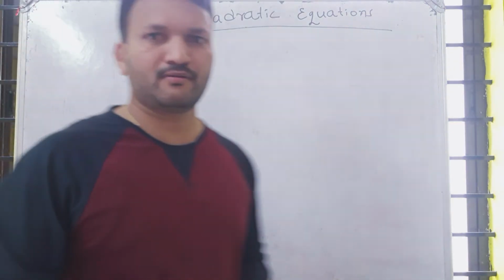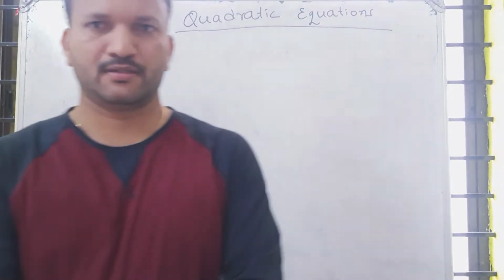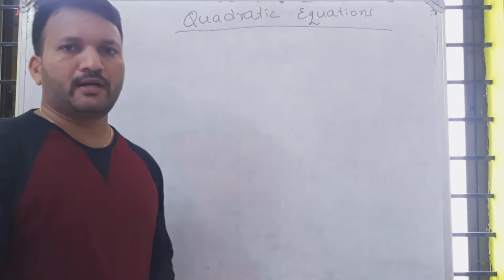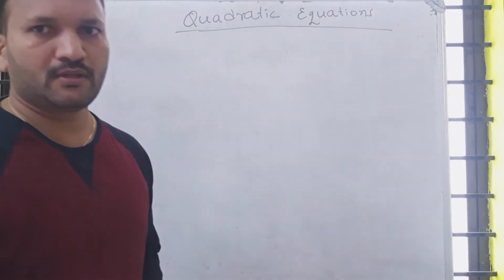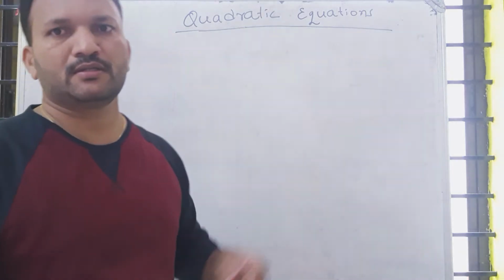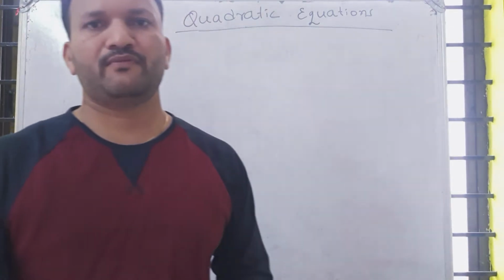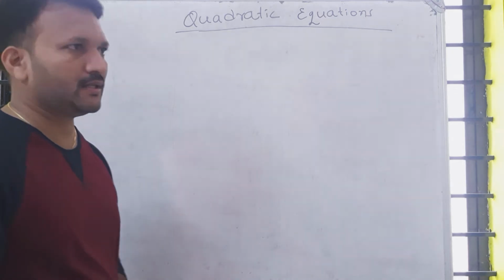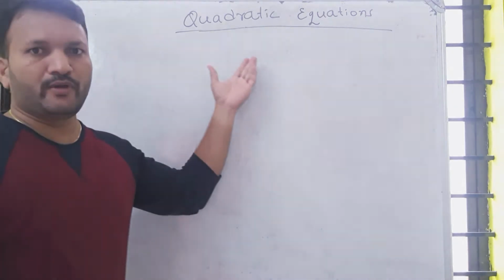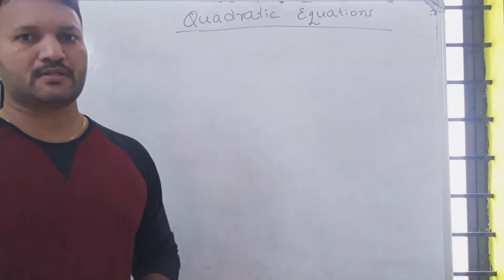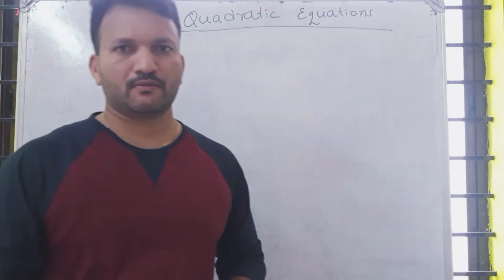Hello everyone. Today we will discuss quadratic equations, class 10. We know quadratic equations and we also know polynomials. The quadratic equation is one type of polynomial. So different types of polynomials are there. When we equate the quadratic polynomial to 0, we get the quadratic equation.